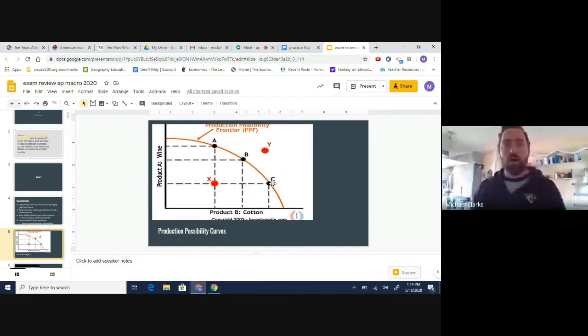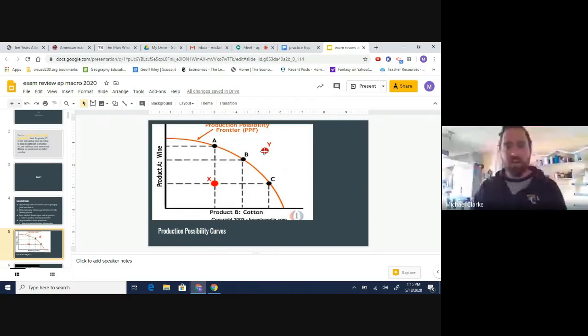The other thing I want to add here is you'll notice there's a red dot outside of the frontier. Here's this downward sloping curve that points A, B, and C are on. Point Y right here represents a point beyond the PPF that's not possible for this economy. They cannot get to point Y yet because they don't have the land, labor, and resources to get to point Y.